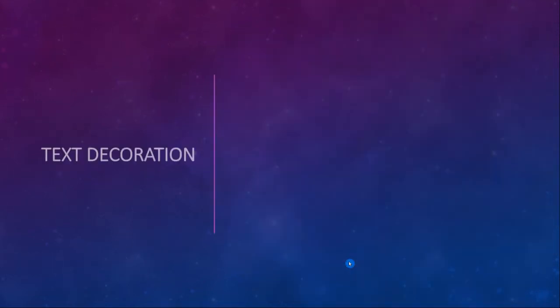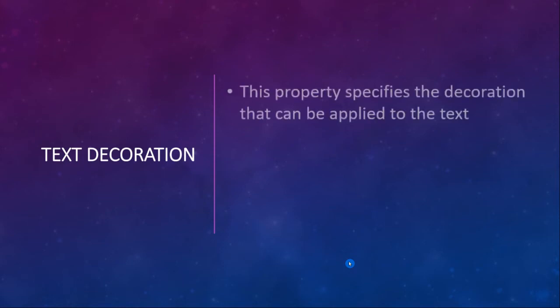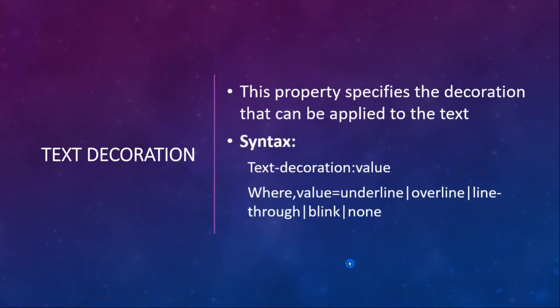Next we are going to see about text decoration. Text decoration can be applied to specific text, not for all the text. So syntax for this is text decoration colon value, where value is nothing but underline. You have to use these words instead of value. Underline is used to underline your text. Overline, a line will come above your text. Line through, strike through. Strike through is nothing but line through here.